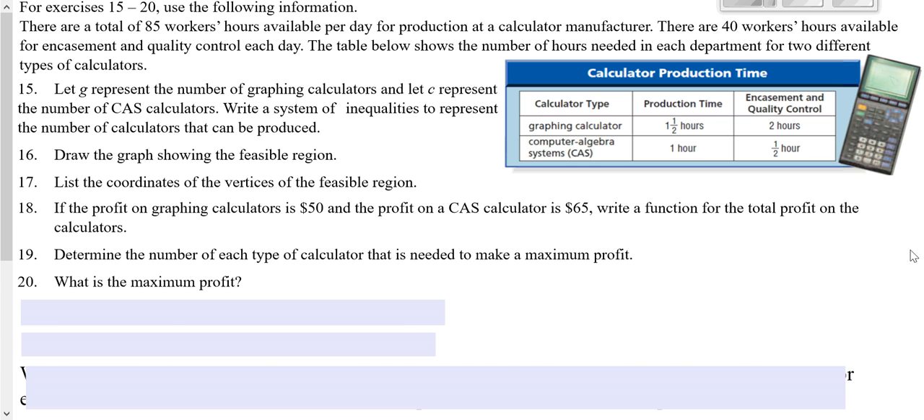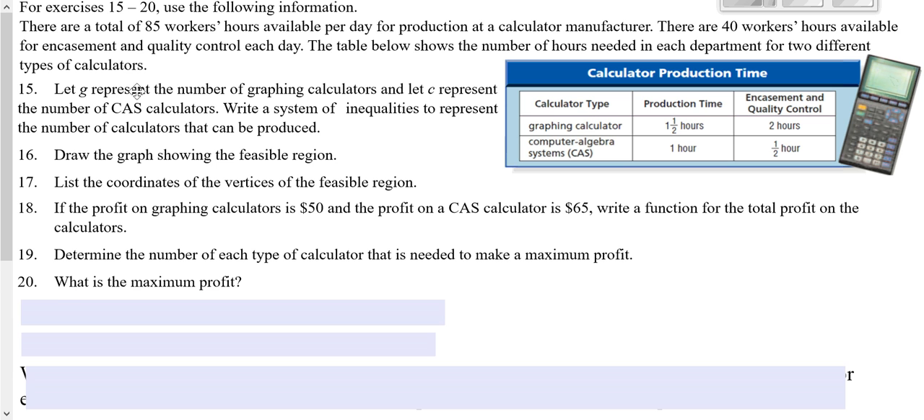Okay, for this problem, we are making calculators. Some of these calculators are normal graphing calculators, and some of them are computer algebra-based calculators. Now, we are told our variables up here.